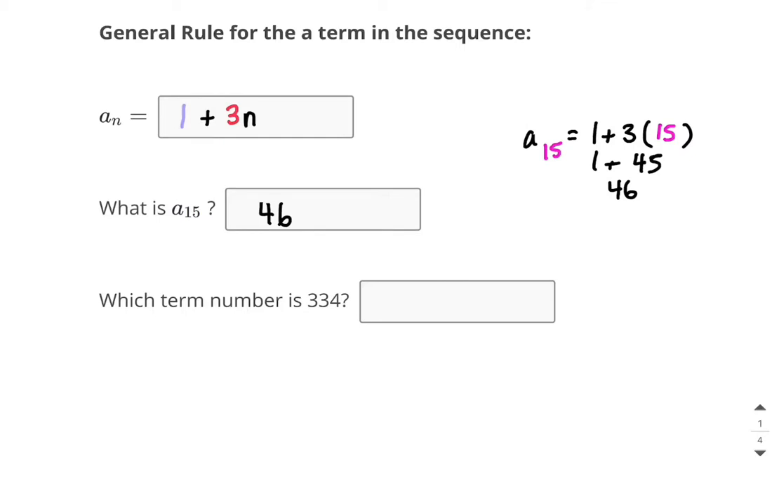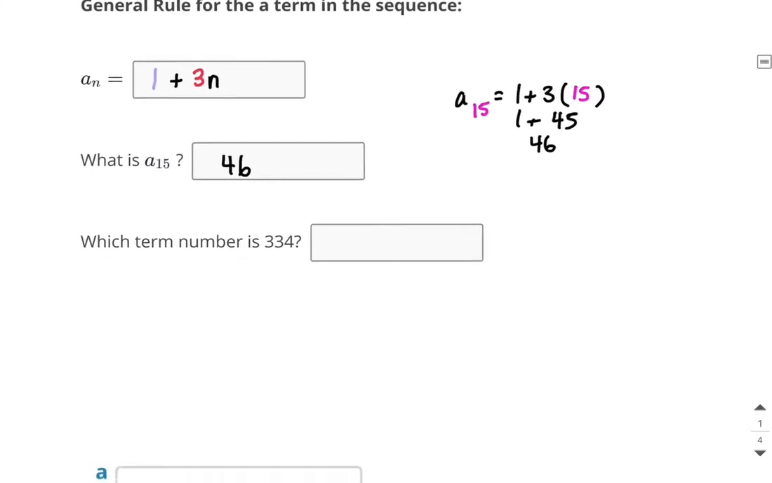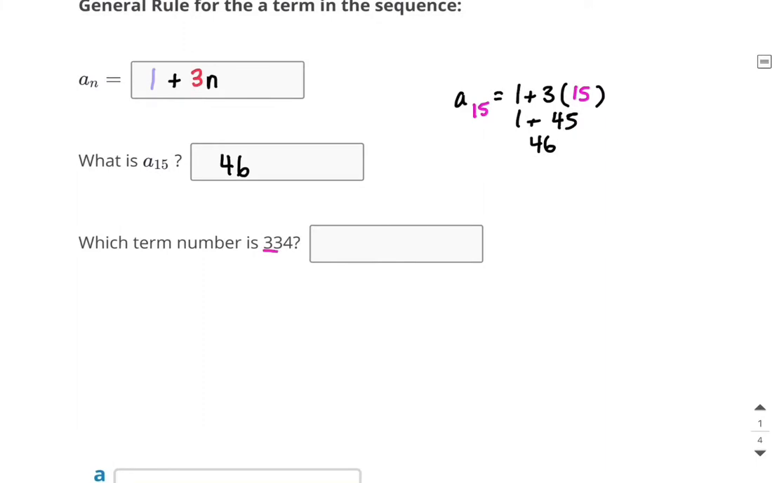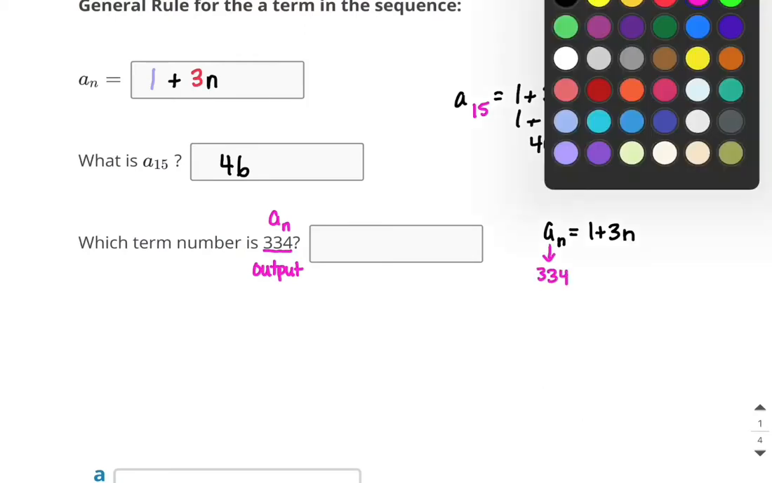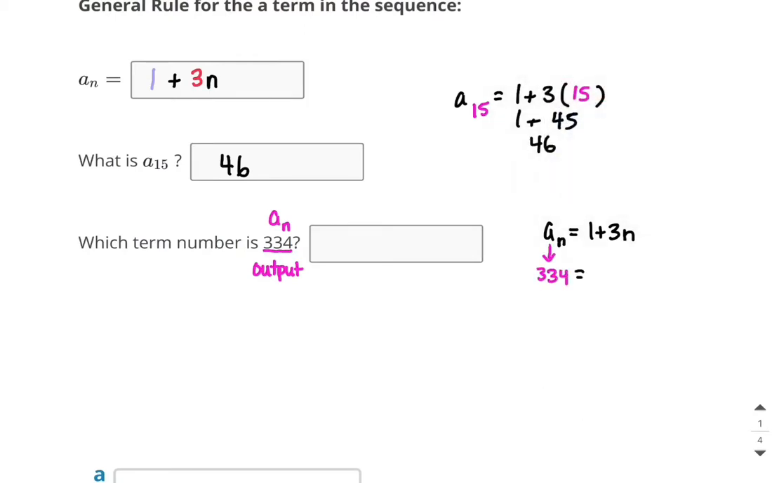And then I want to know which number term is 334. So 334 is actually what the term is. What is normally my output, so it's my output or my a sub n. I'm going to plug it into my formula, so my formula is a sub n is equal to 1 plus 3n. I'm plugging in for a sub n 334, so I have 334 is equal to 1 plus 3n.